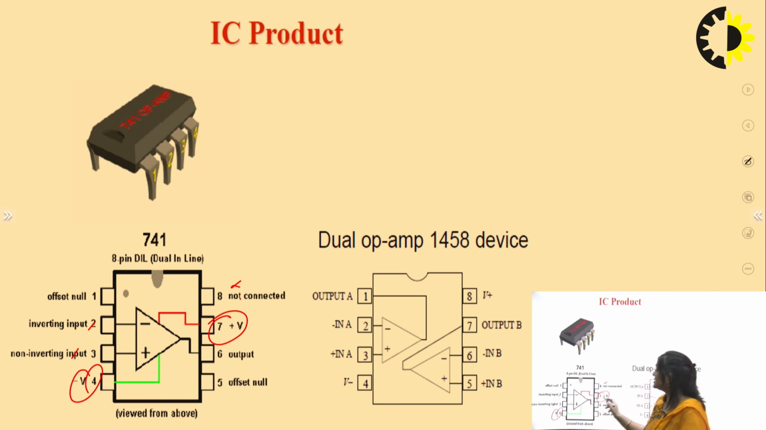So it is very important to give this 15 volt and minus 15 volt at pin number 7 and pin number 4. Output can be seen at pin number 6. So we can design any inverting amplifier, non-inverting amplifier, adder or subtractor by using this IC 741.